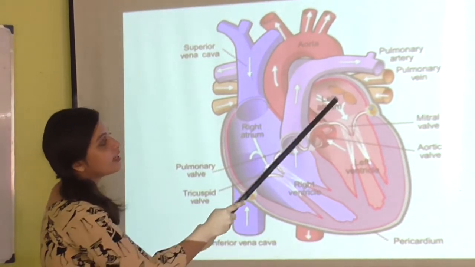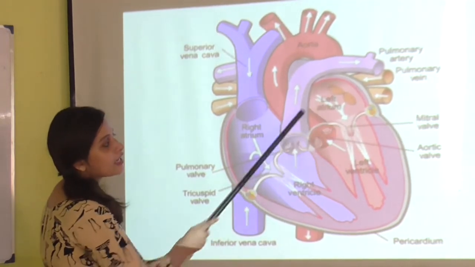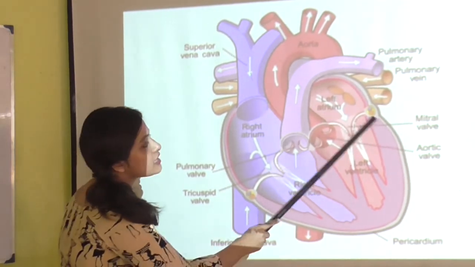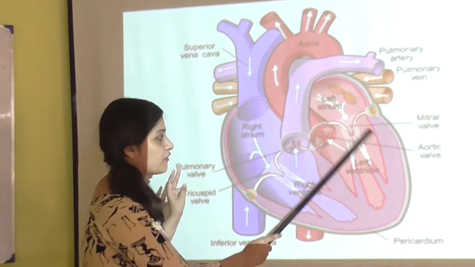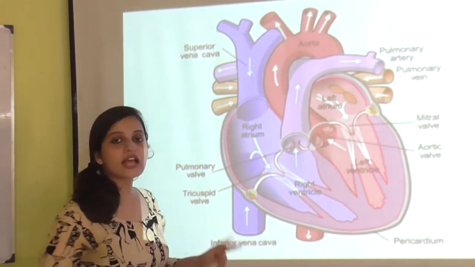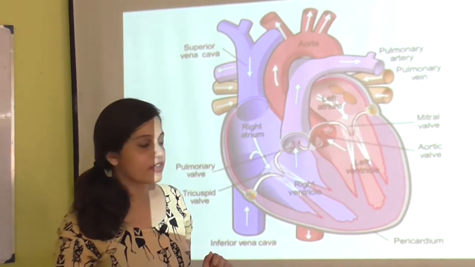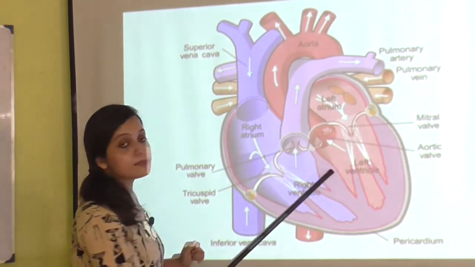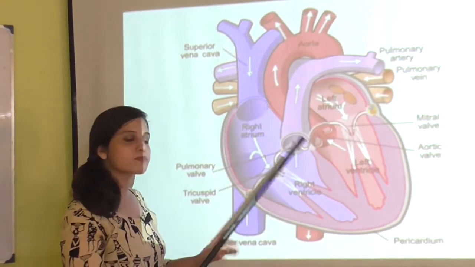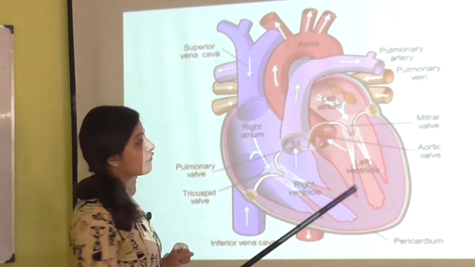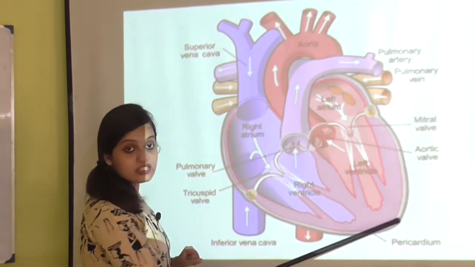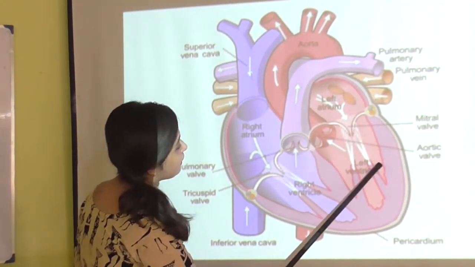After returning to the left atrium, it will again push this door or this valve. This valve is made of two flaps making this pathway, this door. That is why it is known as the bicuspid valve or mitral valve. From there, it will enter the fourth and last chamber of the heart, known as the left ventricle.